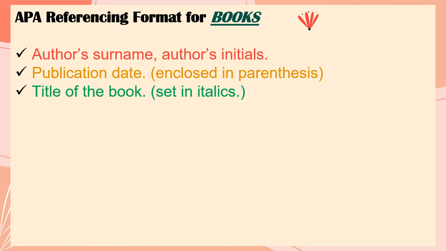Next, the title of the book. The title of the book is written in italics. Capitalize only the first letter of the title. Capitalize proper nouns and end with a period. Now, if the book has a volume or edition number, include it in parentheses after the title of the book. Edition is written as Ed. with a period. Next, place of publication. Indicate the name of the publisher followed by a period. Here are some of the examples.